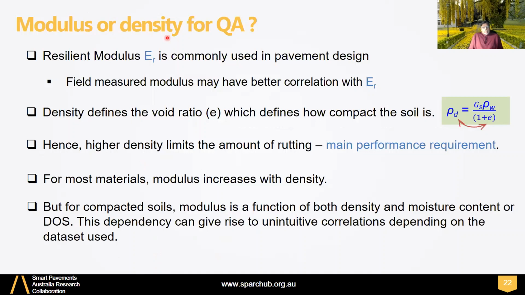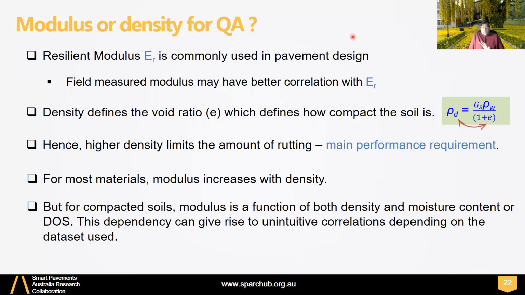So modulus or density for QA. This question is also now being discussed in the scientific engineering community. Let's look at some issues. Resilient modulus, I am using the symbol ER, is commonly used in pavement design. So modulus is used in pavement design. That's a resilient modulus. But of course, the measurements we make in the field are different kinds of modulus because of those reasons we mentioned.